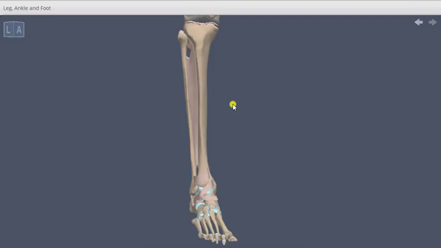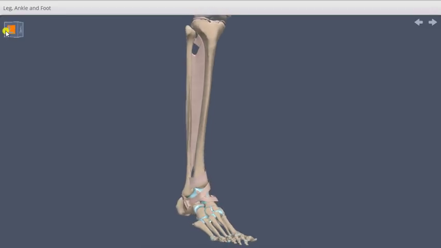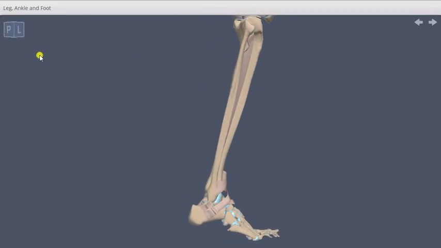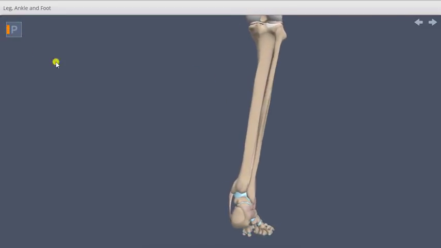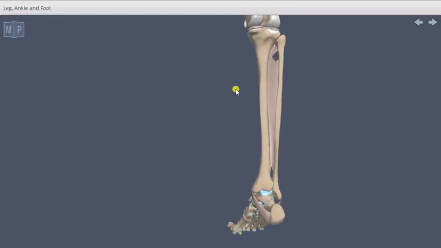In this electronic lab, we will be talking about the muscles of the anterior and lateral compartments of the leg. The leg is divided into three compartments by septa: anterior compartment, lateral compartment, and posterior compartment. These compartments are related to the surfaces of the fibula.